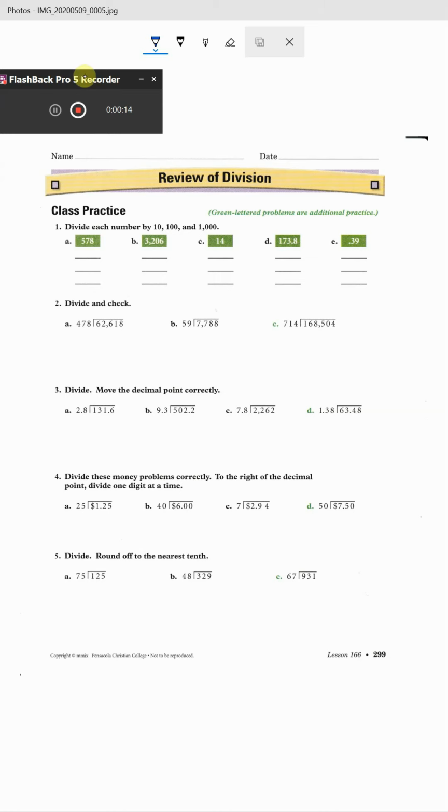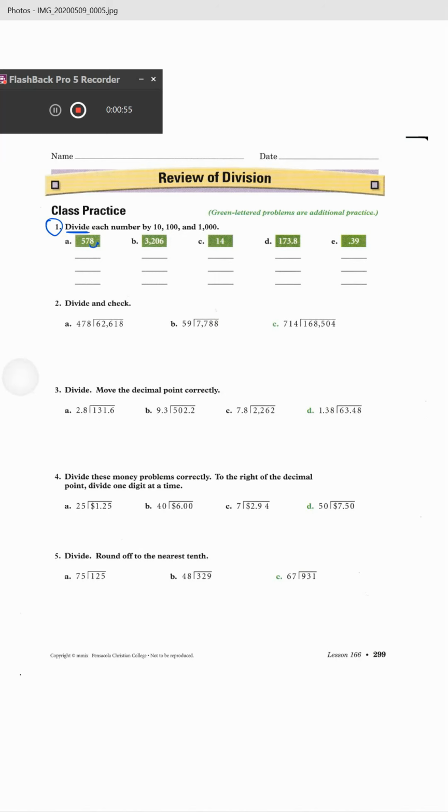So in number 1, we are going to divide each number by 10, 100, and 1000. Remember, when you divide a number, you're making it smaller. You're dividing it up. In whole numbers, you have an understood decimal right here. That way they don't write it, because you don't really have to have it. In fact, it's unnecessary. But let's just put it there so we know what we're doing.